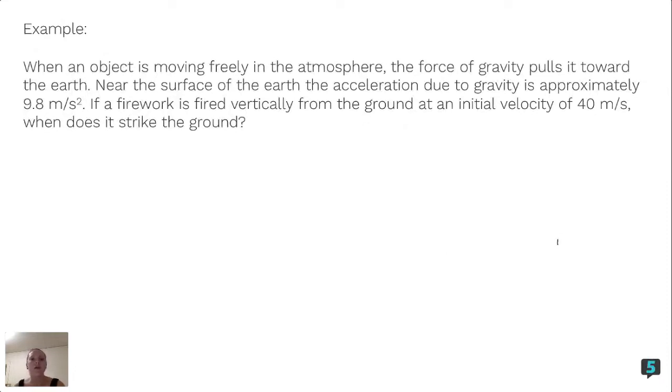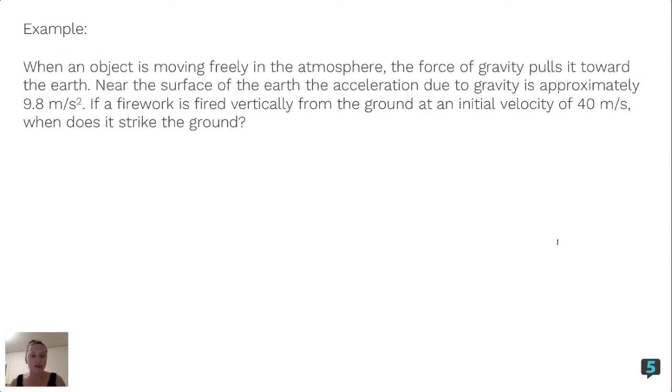Perfect. The force of gravity pulls it toward the Earth. Near the surface of the Earth, the acceleration due to gravity is approximately 9.8 meters per second squared. If a firework is fired vertically from the ground at an initial velocity of 40 meters per second, when does it strike the ground?